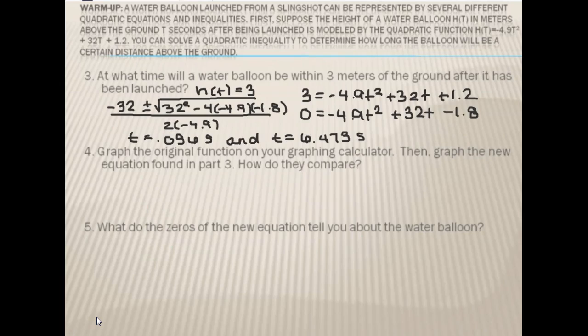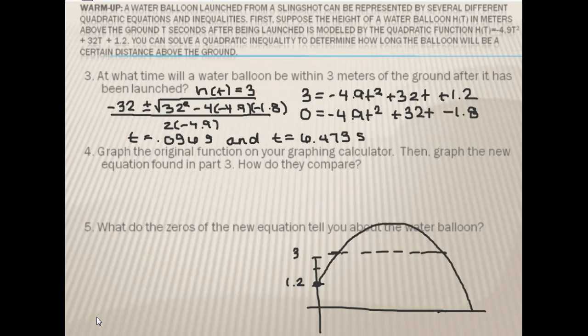So that should make sense. The initial height of the object is 1.2 meters. So if the object is launched up in the air, it is going to cross through a height of 3 meters twice. Because again, here's the idea of your function: initial at 1.2, going up to a height of 3. It's going to go up and then come back down until it hits the ground. So that means that it's going to hit a height of 3 twice.